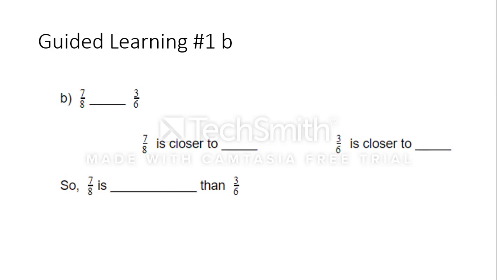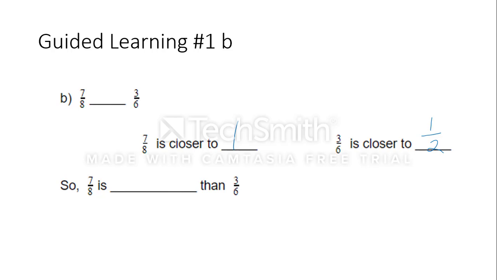So 1b, 7/8 and 3/6. Well, just like last time, 5/6 was closer to 1 because it was just one part away. 7/8 is only one part away from 8/8. So I know 7/8 is closer to 1. 3/6, oh, 3 is half of 6. So I actually know that 3/6 is exactly 1/2. So 3/6 is closer to 1/2. 1 is bigger than 1/2.